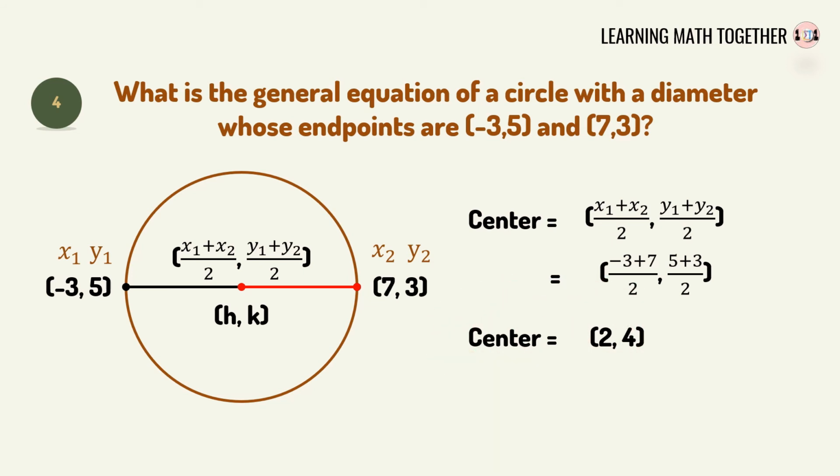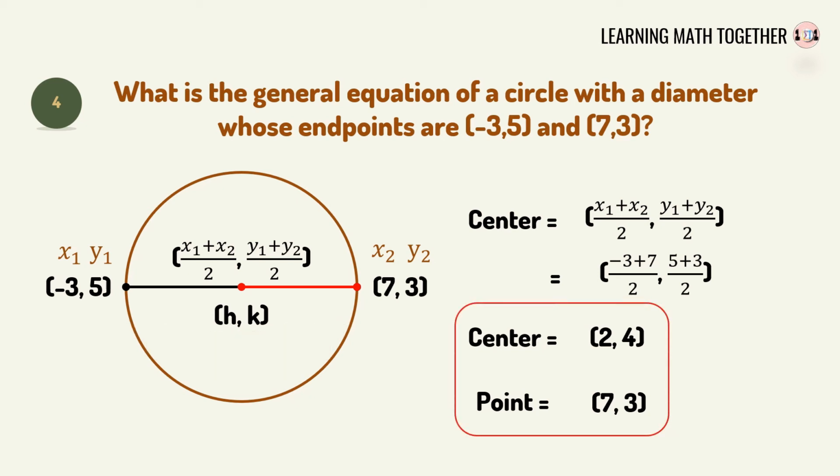Now before we proceed to substituting this value to the standard formula, we have to choose one point on the circle. So I would like to choose this point 7 and 3 as a point on the circle. Well, actually you can choose also -3 and 5. Either of the two will give you the same value of the radius because they're actually equal radius. So let's substitute these values to the standard formula and get the radius, and later on get the equation.